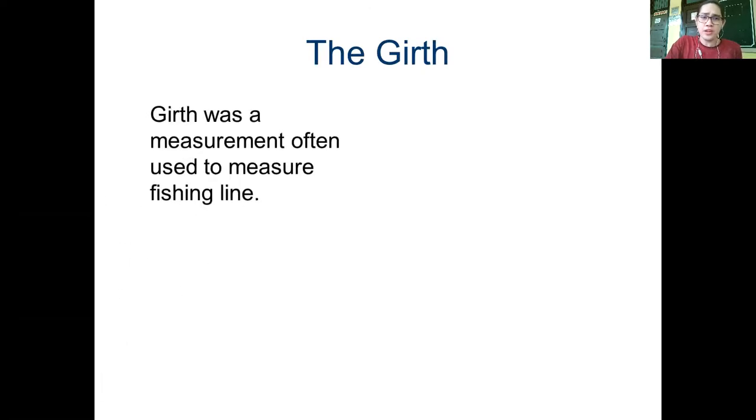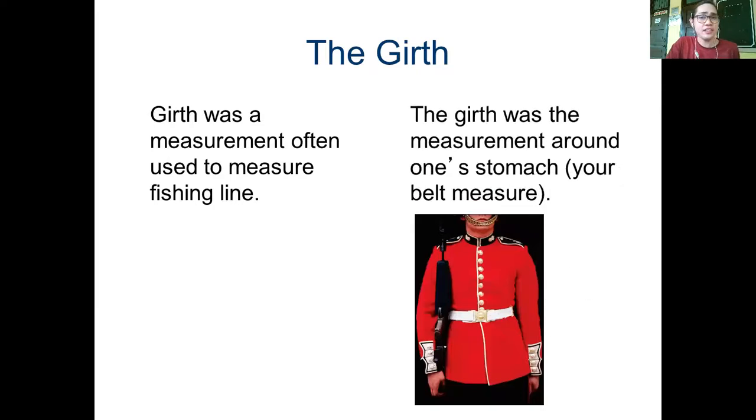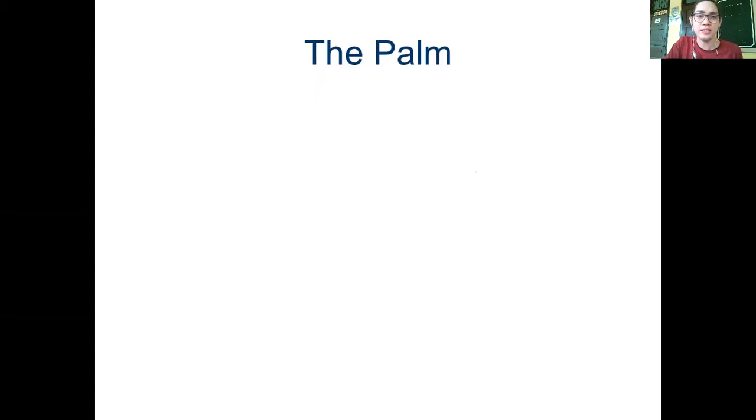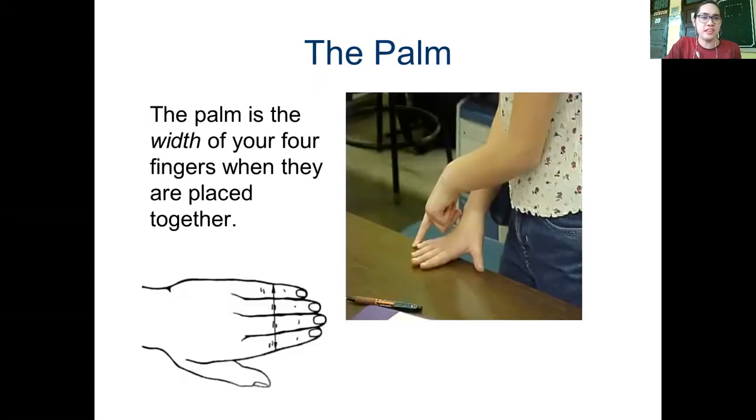So the next is the girth. Girth was a measurement often used to measure fishing line. As you can see, the girth was the measurement around one's stomach, your belt measure. That is the equivalent measurement of a girth. So I hope you'll be able to grasp its concept. Next is the palm. The palm is the width of your four fingers when they are placed together. Okay, so that is a palm. As you can see its use, you can describe it based on the picture posted on the screen. So I hope you are guided.